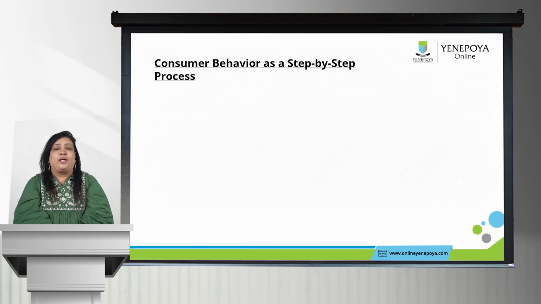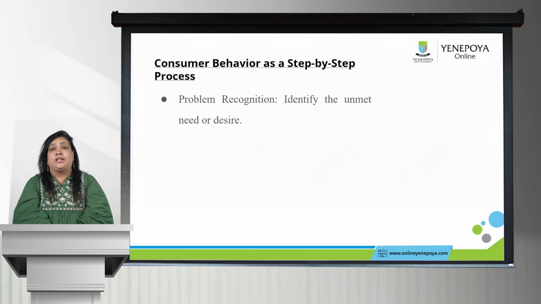And next one is consumer behavior as a step-by-step process. Let's learn this consumer behavior as a step-by-step process. Consumer behavior can be systematically analyzed as a structured process that businesses use to understand how customers make purchase decisions. This approach helps identify patterns, preferences, and factors influencing consumer actions, enabling marketers to develop more targeted strategies. The first point is systematic approach to analyzing consumer behavior. Problem recognition: identify the consumer's unmet need or desire that drives them to seek a solution. Example, a consumer realizes they need a new smartphone due to outdated features.